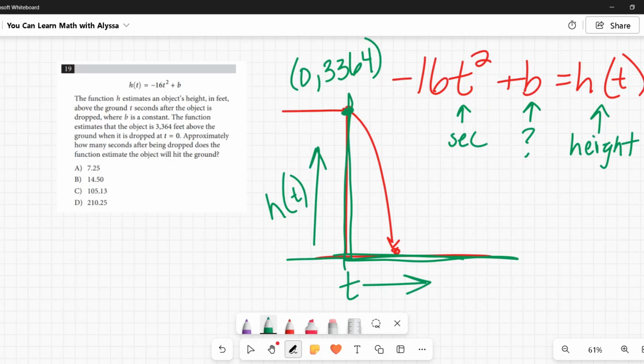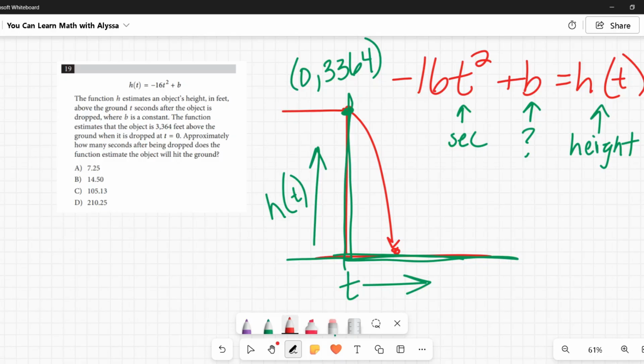Negative flips it upside down, makes the parabola go upside down. 16 makes it much narrower. This is one of those traits; if you learn these basic traits about parabolas and just functions in general, it can help you out a lot. And if you have a constant that's being added or subtracted on the outside, that moves it up or down on the y-axis.